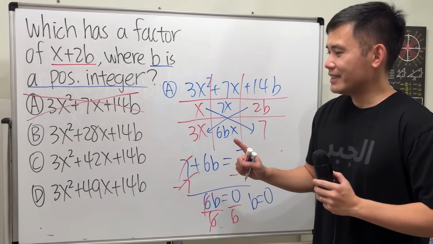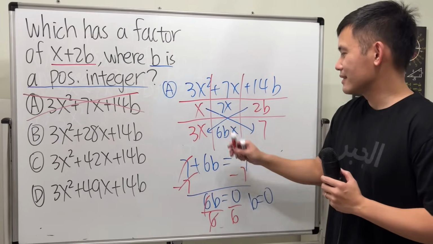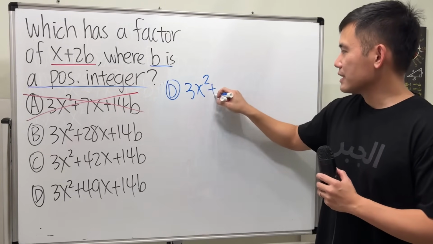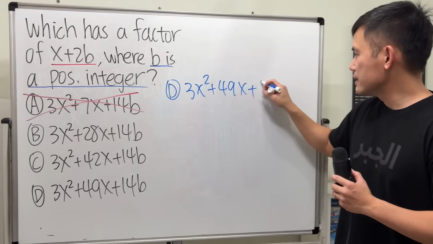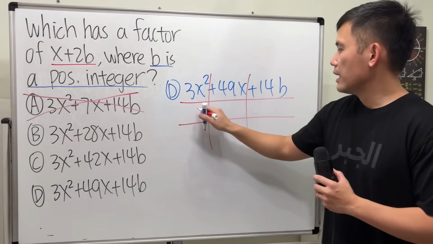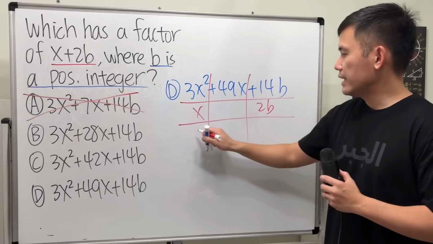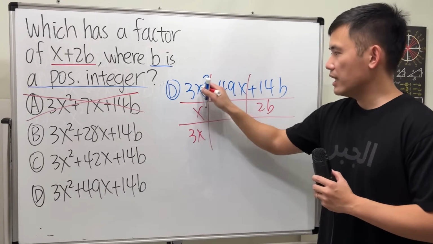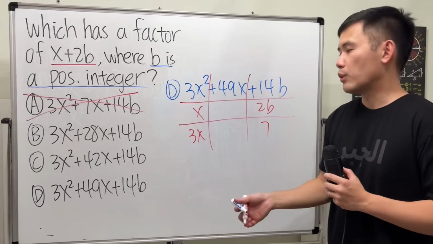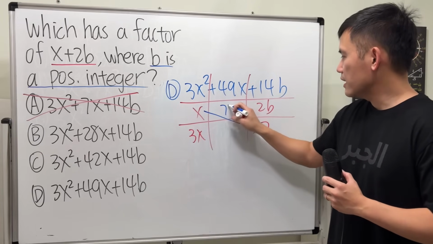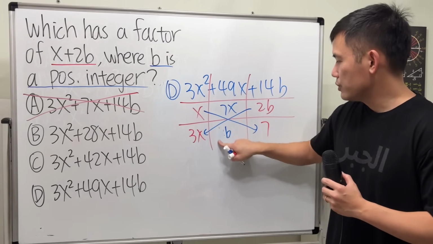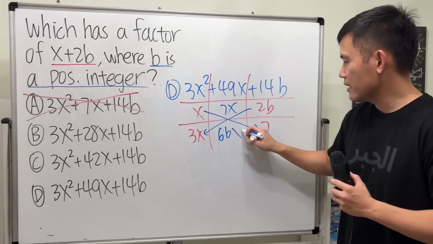I'm going to show you that D is the answer. So, D, 3x squared plus 49x plus 14b. Do the same thing like what we did earlier. I need x and 2b, and then I need 3x to get 3x squared, and then I need 7. In fact, it's the same setup as what we did earlier. This times this is 7x. This times that is 2b times 3, which is 6b. Again, that's a 6b, and then the x.